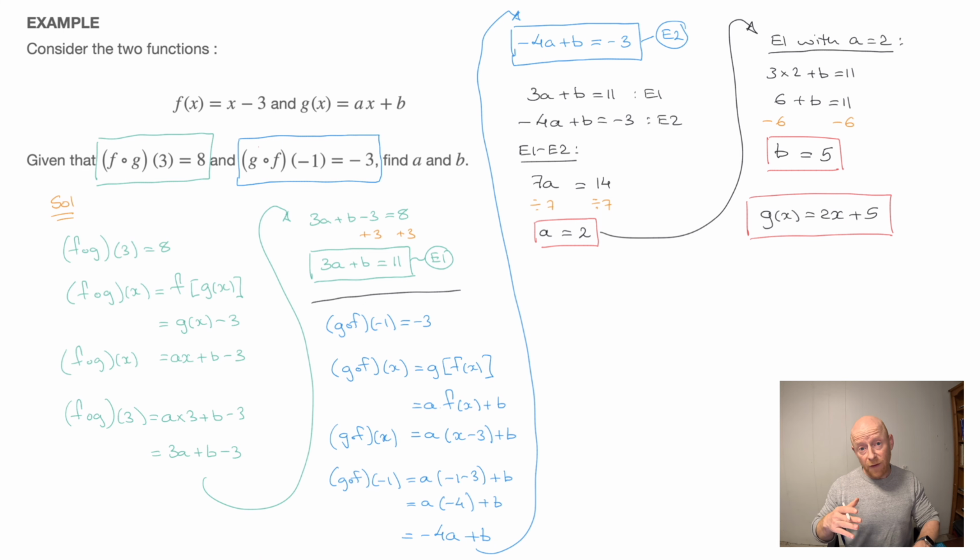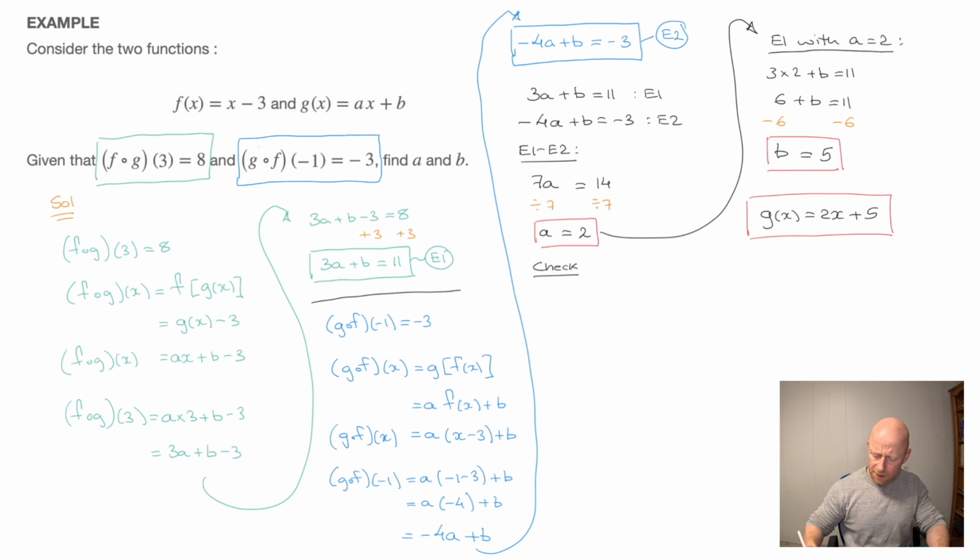We're done. But if ever you have time in the exam room, you could of course check the answer you just found. And to do that, all we'd have to do is check that using the function we just found, this g of x, we indeed find that f of g of 3 equals 8, and g of f of negative 1 equals negative 3. And so I'll quickly do that here. I'll just write check right here.